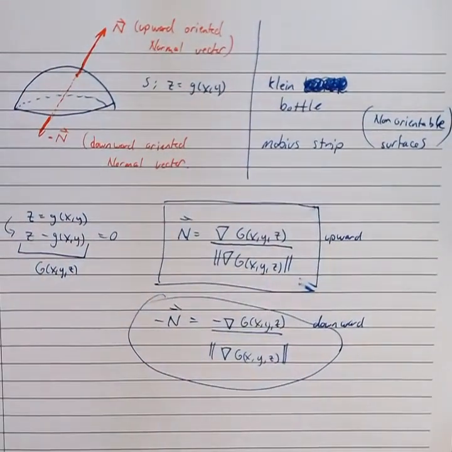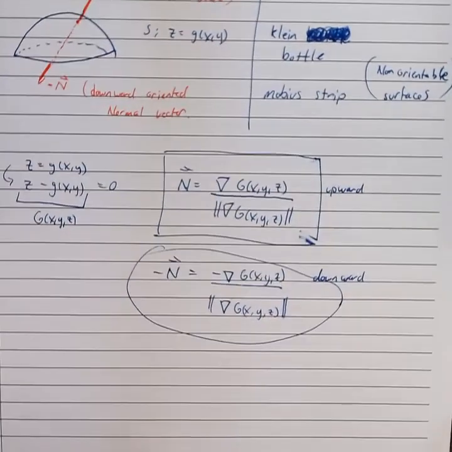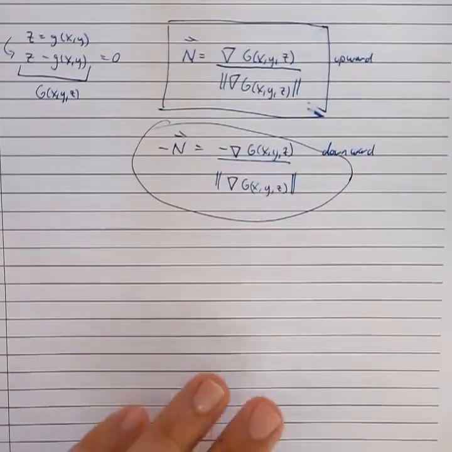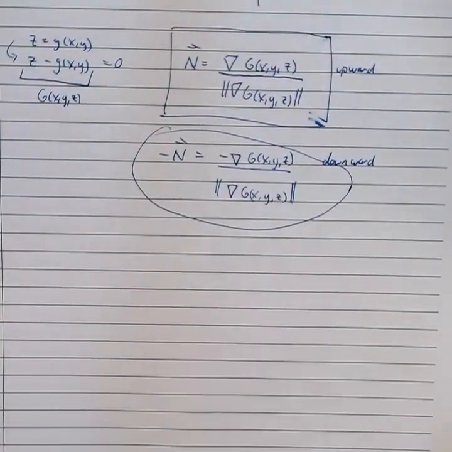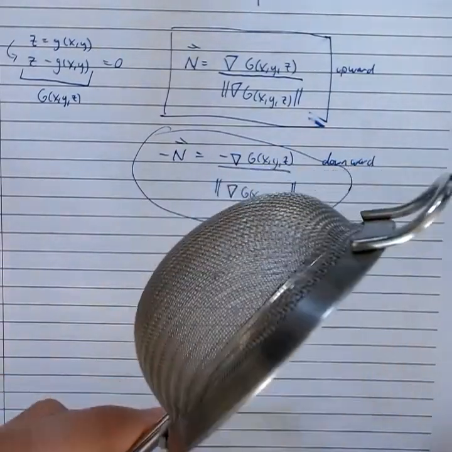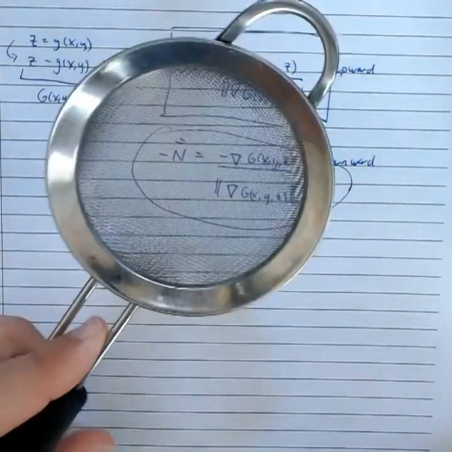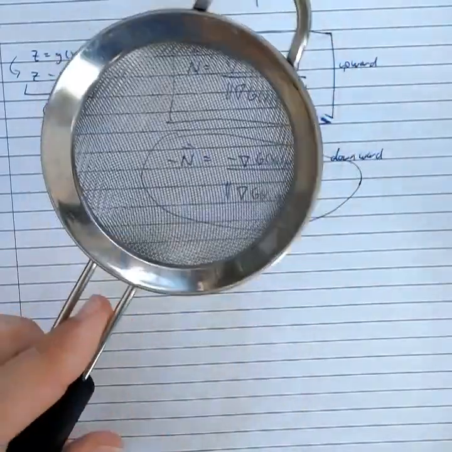Okay, so now that we have a concept of orientation, the last thing we're going to look at in this section is the concept of a flux integral. What a flux integral is, it has to do with flow rates. So here I have a filter. I use this to make my morning tea.